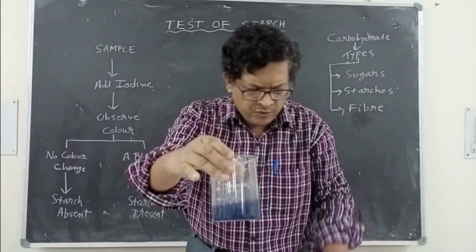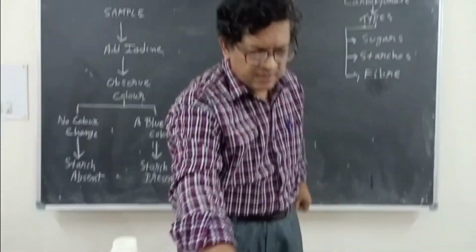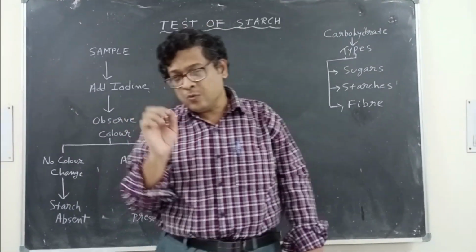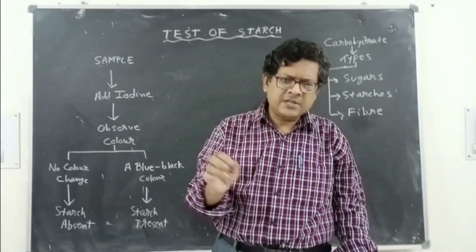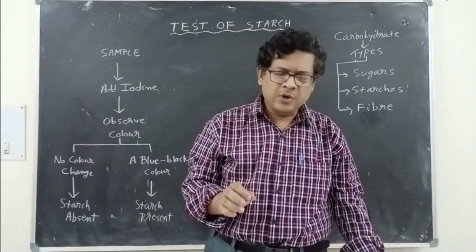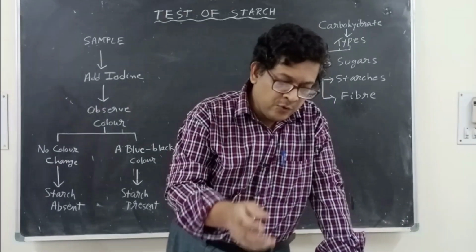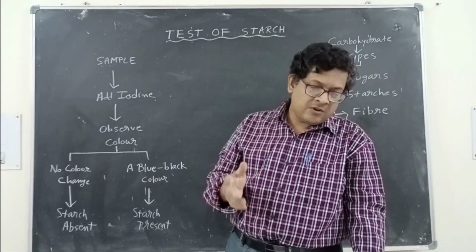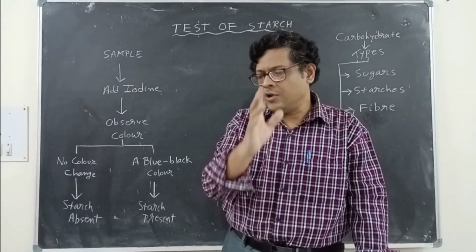So whenever we use reagents, as we call them in the laboratory, we should always use 1 drop, 2 drops or whatever is specified in our textbook. It is not like that if we add more iodine then more reaction will take place. We have to use only 1 or 2 drops of iodine.